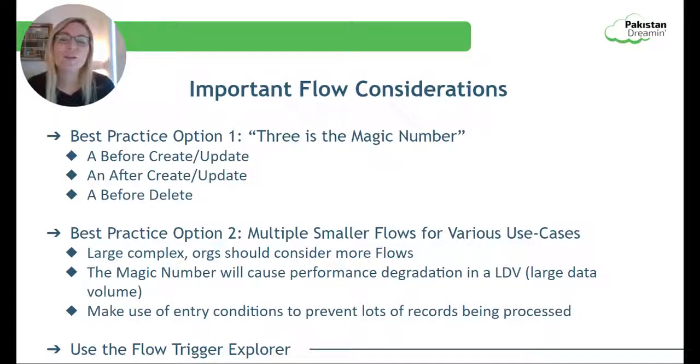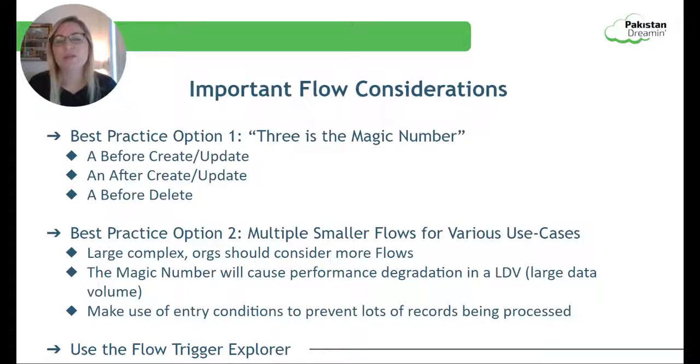So there are a couple of important flow considerations, and the advice from Salesforce does change occasionally. So currently there's no simple answer to how many flows you should have per object, but there are two main streams of thinking and two options that are considered best practice. So the first one is 3 is the magic number. So for each object, you would have a before create update, an after create update, and a before delete.